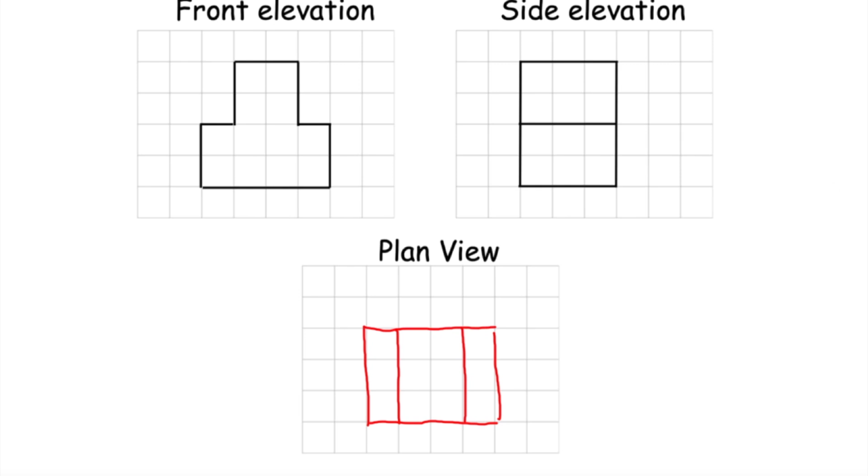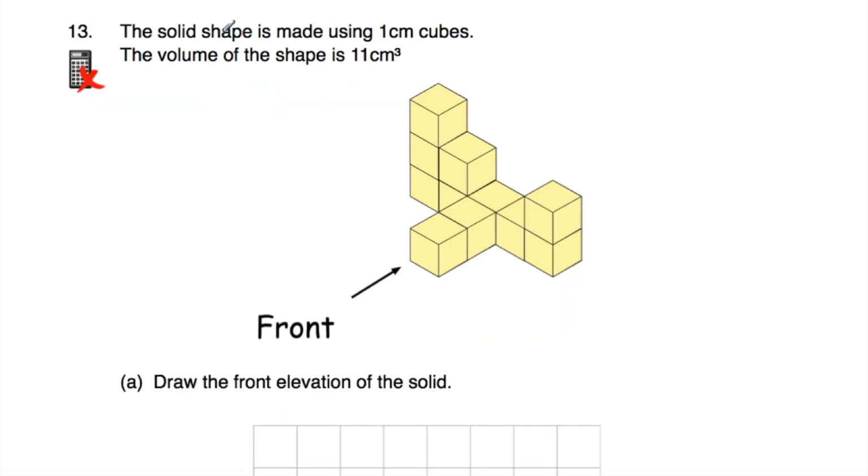And that's it. Okay, let's look at our next question, question number 13. It says a solid shape is made using 1 centimeter cubes, and the volume of the shape is 11 centimeters cubed. Well, let's just check that. 1, 2, 3, 4, 5, 6, 7, 8, 9, 10, 11. Yep, 11. So there's 11 cubes used, so the volume would be 11 centimeters cubed.